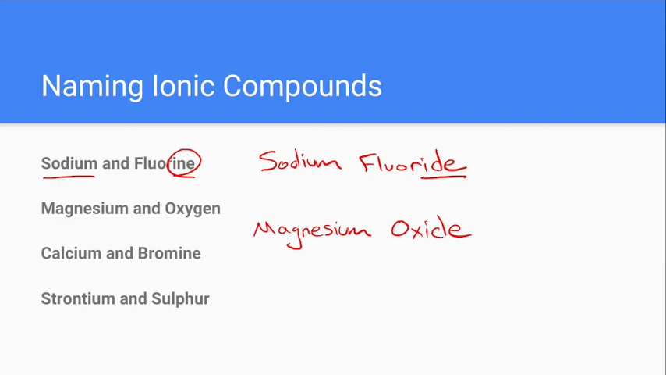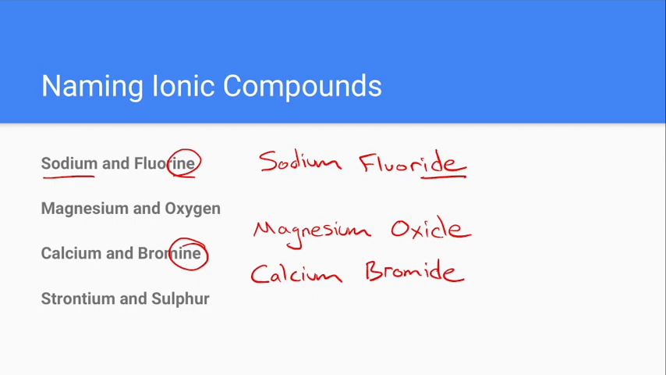Calcium and bromine, same thing. Calcium is a metal, so it's going to be the positive ion, so calcium. And bromine here is in the same group on the periodic table as fluorine. And we're going to have this INE change to an IDE. So this is going to become calcium bromide.